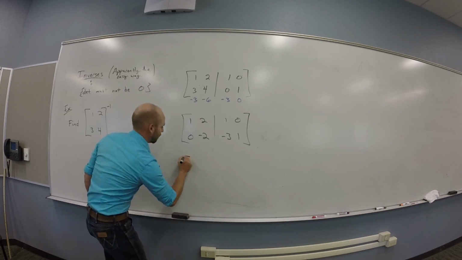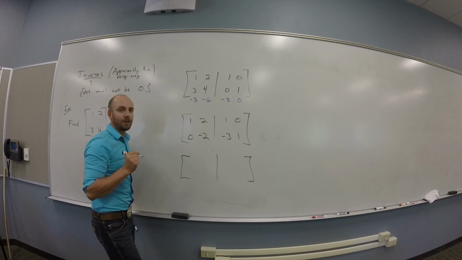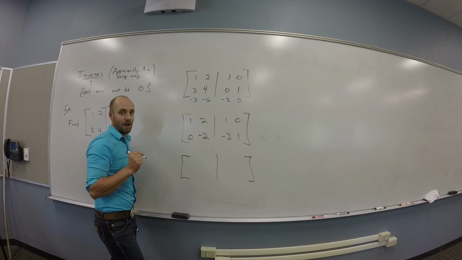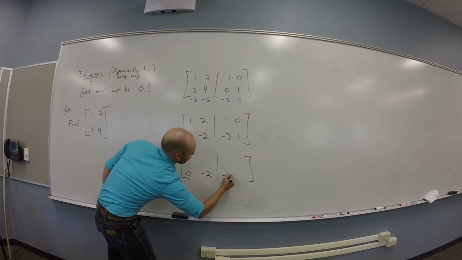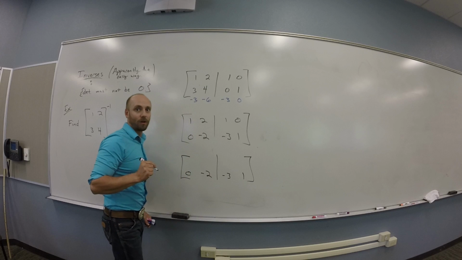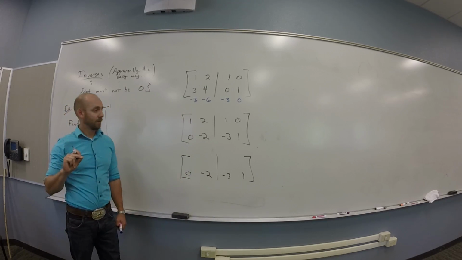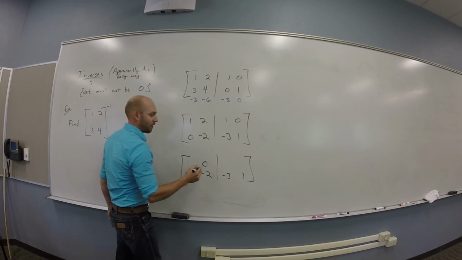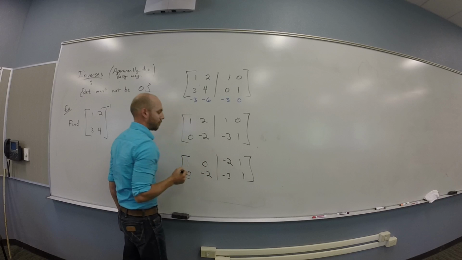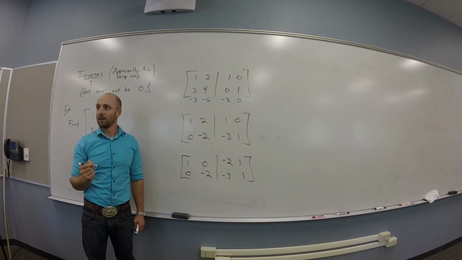Right. So, what am I going to do to the bottom row? Nothing. 0, -2, -3, 1 on the bottom row. On the top row, what do I get? 1, 0, -2, 1. Perfect.